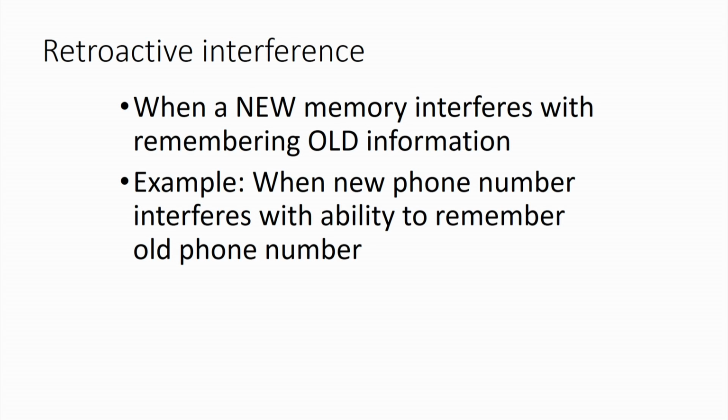When a new memory interferes with remembering of old information, this is called retroactive interference. An example is when a new phone number interferes with the ability to remember your old number. Let us say you have changed your SIM card and changed your number, and when some digits in the new number interfere with remembering the old number, this is what is called retroactive interference.